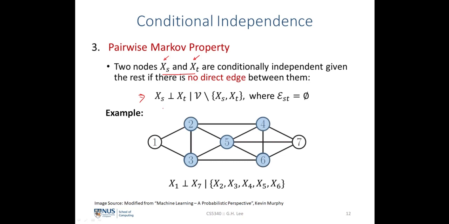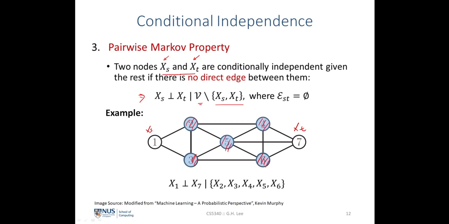We say that the random variable xs is conditionally independent of xt given all the other nodes in the graph except for xs and xt itself. So in this example over here, we use the same undirected graphical model that we have seen in the previous two examples. But in this case, we let xs be the random variable 1 and xt be the random variable 7. We can see that xs and xt, which is random variable 1 and 7, are conditionally independent of each other when we observe all the rest of the nodes in the graph except for xs and xt itself. In this case, it will be the random variables 2, 3, 4, 5, and 6. And we'll observe all these random variables.